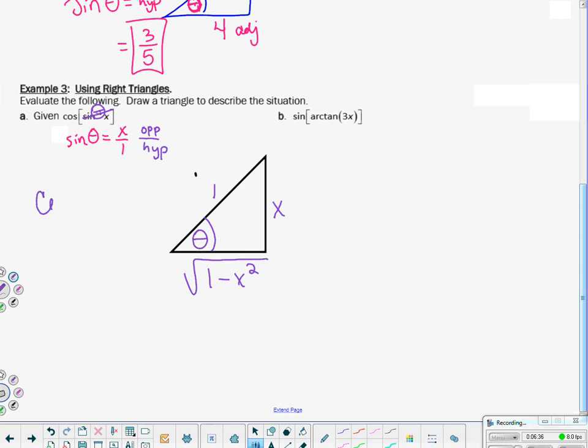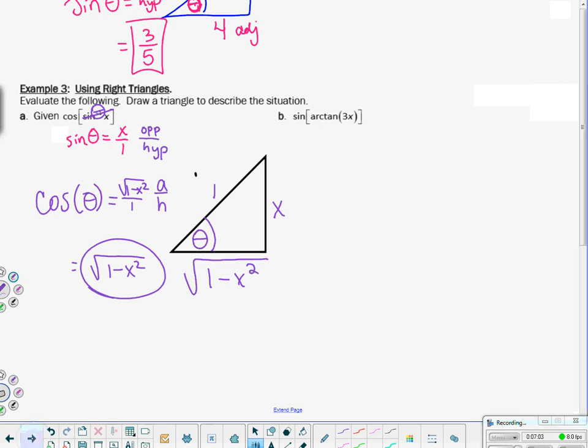And so now I do my outer function, cosine of theta, and cosine compares adjacent to hypotenuse, and I'll have root 1 minus x squared divided by the hypotenuse of 1. So it looks like the solution is simply square root 1 minus x squared. That should hopefully be somewhat familiar from last year. You just needed to get brushed up on it a bit.